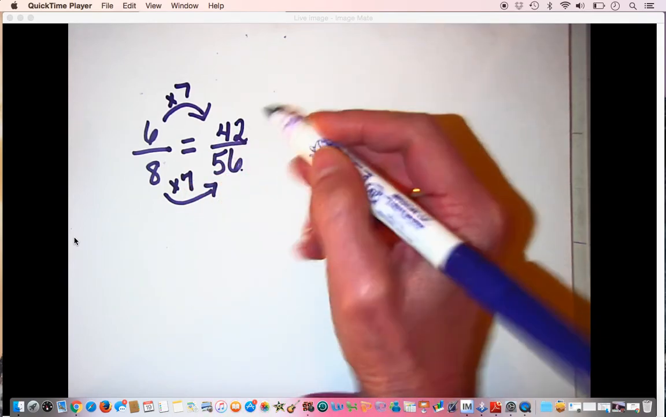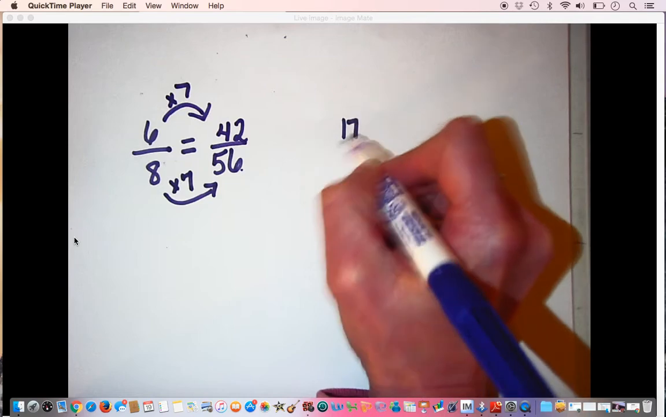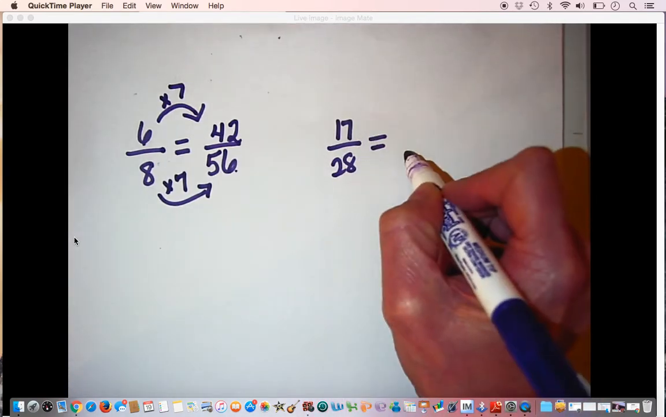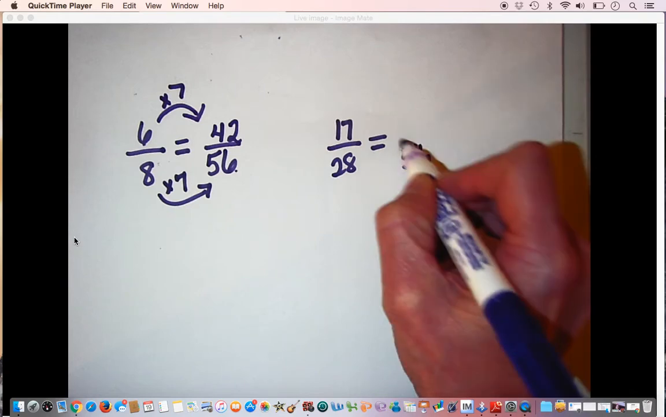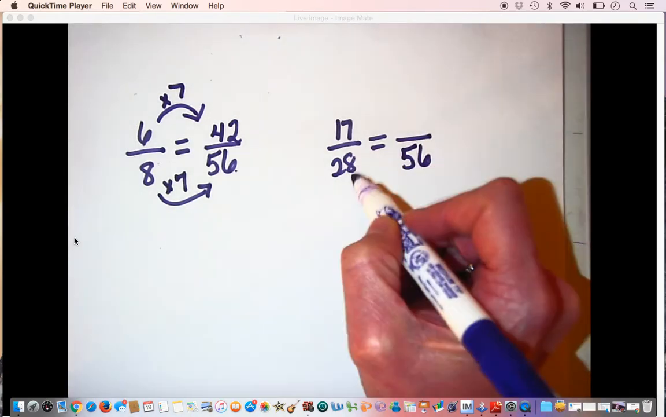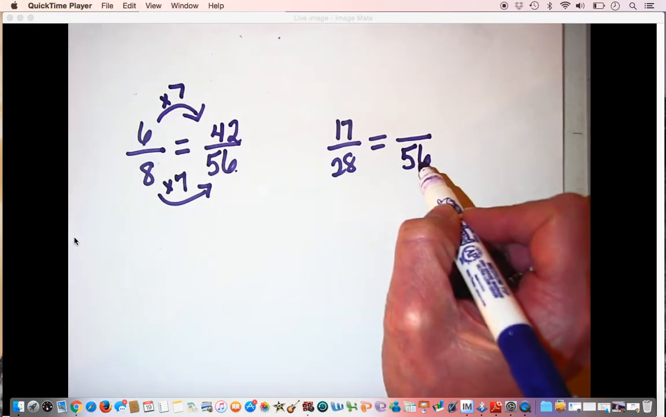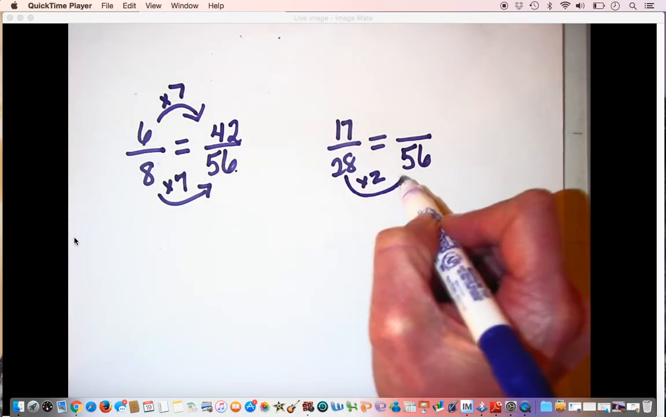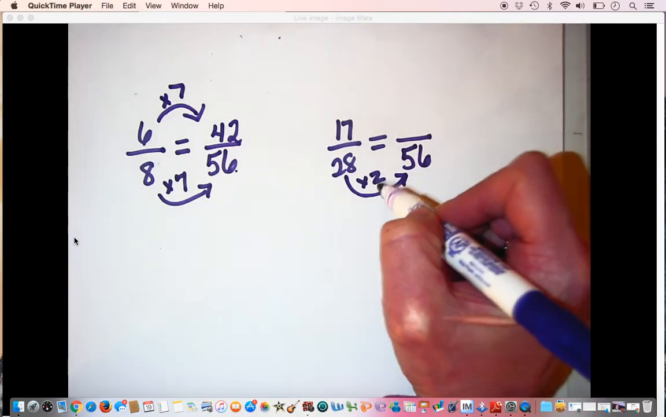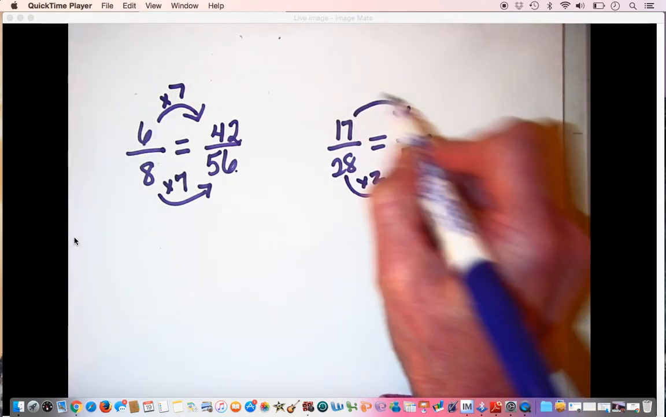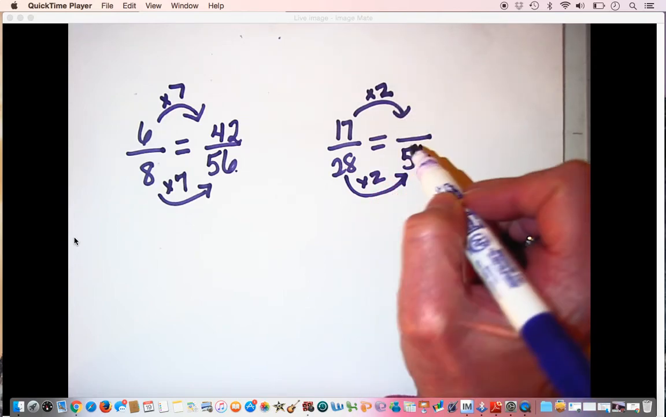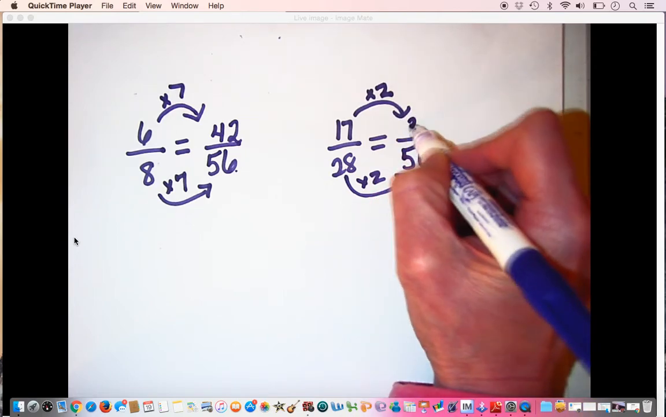Now our next fraction was 17 28ths. So again, we're trying to find a common denominator of 56. So I'm going to say, 28 goes into 56 how many times? I know it goes 2 times. So whatever I do to the bottom, I go ahead and do to the top. And 17 times 2 is 34.